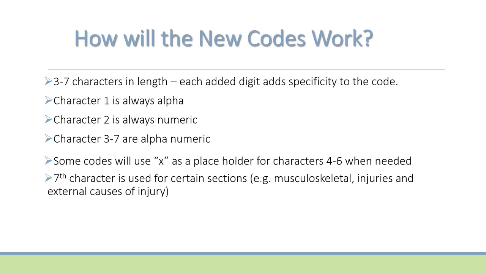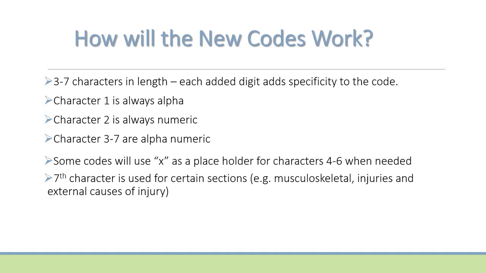So again, there are going to be 3 to 7 characters in length. Each added digit adds specificity to your code, what you're trying to get at. Character 1 is always alpha. We're going to be dealing mainly with M's, so our diagnosis codes are going to start with M. Our traumatic subluxation codes are going to start with S.